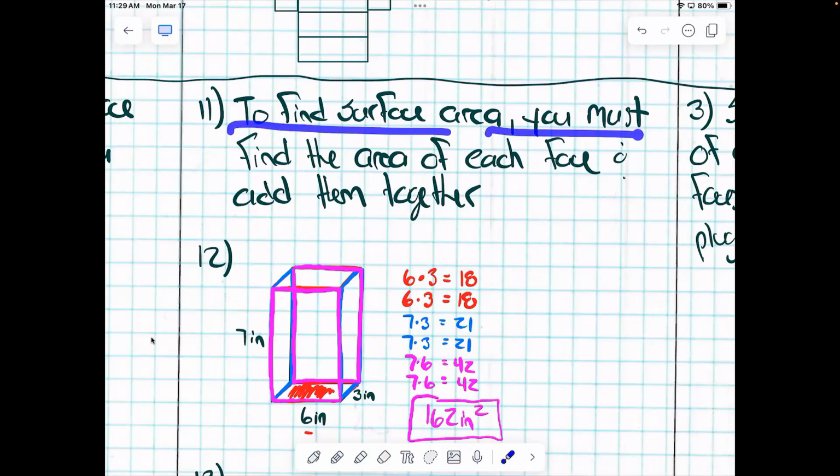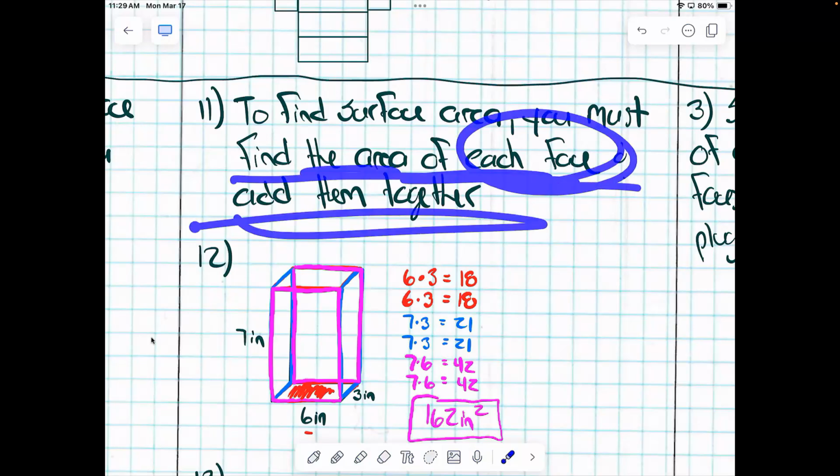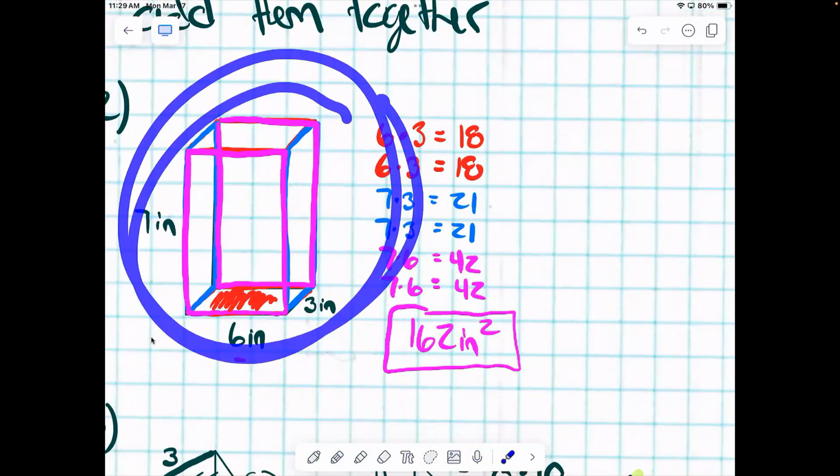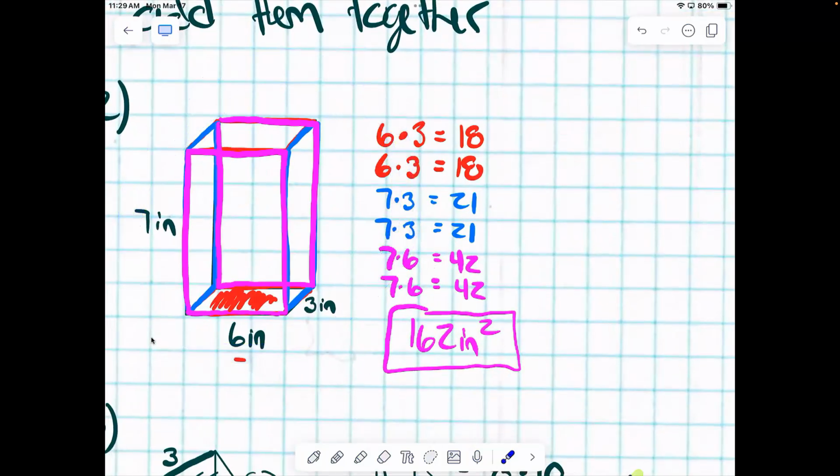To find surface area, you must what? Find the area of each face. And then do what? Add them together. This is a rectangular prism, true or false? True. How many faces does a rectangular prism have? 6. So we literally need to find the area of every single face, yes?